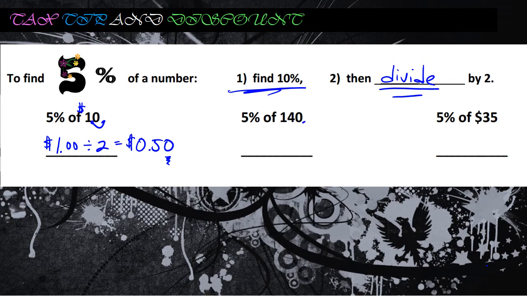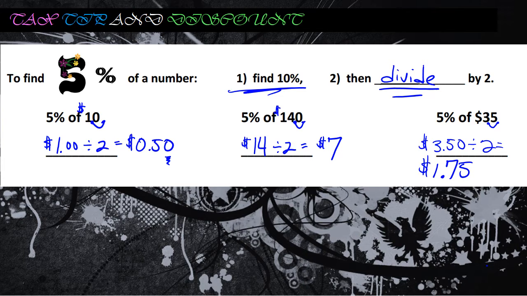So what about 5% of $140? Move one place value to the left, which gives us a 10% discount of $14, but we're going to divide it by 2 to give us a discount of just $7. And last but not least, we have 5% of $35. We move one place value to the left, so our 10% discount is $3.50. Then we divide that by 2, which gives us a discount of just $1.75.